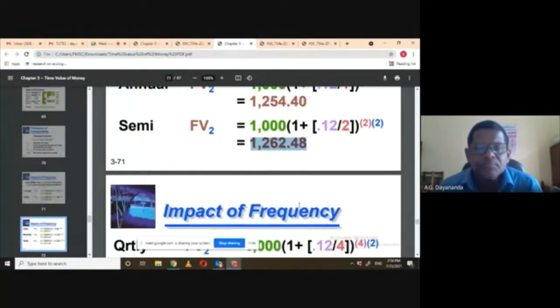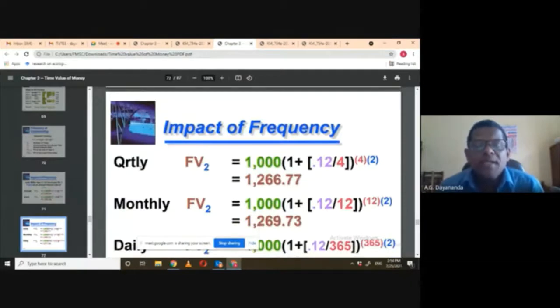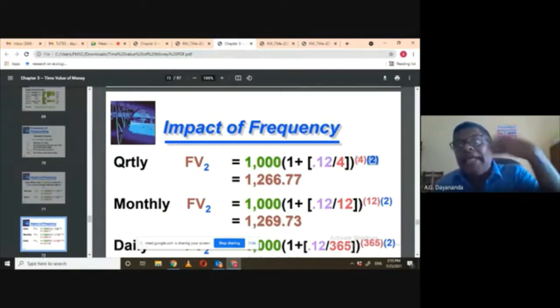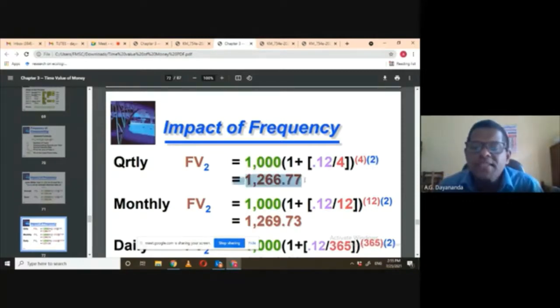Is it clear? Then the next one, if you calculate the interest compounding quarterly, even though the interest rate you declare is 12%, per year you get interest 4 times. So you divide by 4. When you divide 12% by 4, you get 3%, which is the quarterly interest. But remember, you get interest 4 times per year and you keep the investment 2 years, so the power is 8. So your answer is this much.